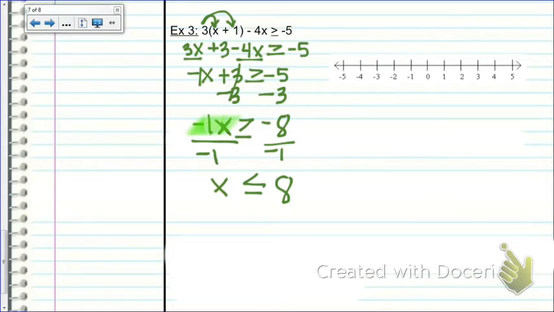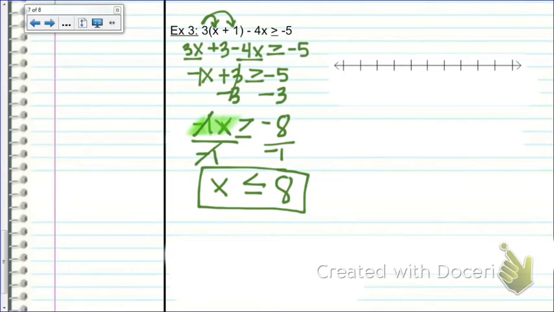Another way we can look at this: negative 1 divided by negative 1 is positive 1. Negative 8 divided by negative 1 is positive 8. But since we changed the signs of everything, we have to flip the inequality. So my answer should actually be x less than or equal to positive 8. Now on my number line, I totally did not have those right numbers, so let's fix it.